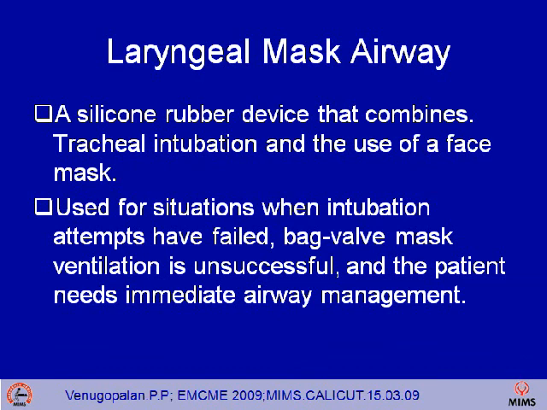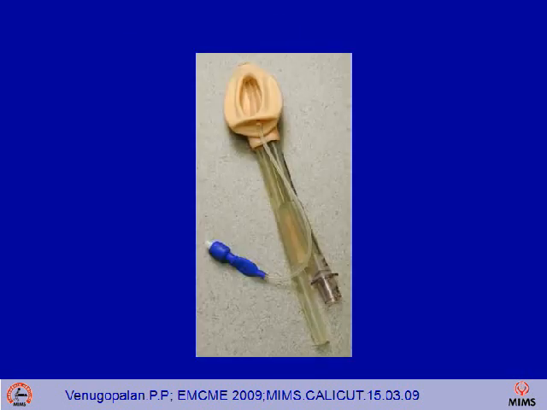So, the laryngeal scope. Next one is, whenever you are failing to intubate, we have an alternative, the laryngeal mask airway. The laryngeal mask airway is nothing but a silicone rubber device that combines tracheal intubation and use of a face mask. It is used in situations when intubation attempts have failed, bag mask ventilation is unsuccessful, and the patient needs immediate airway.